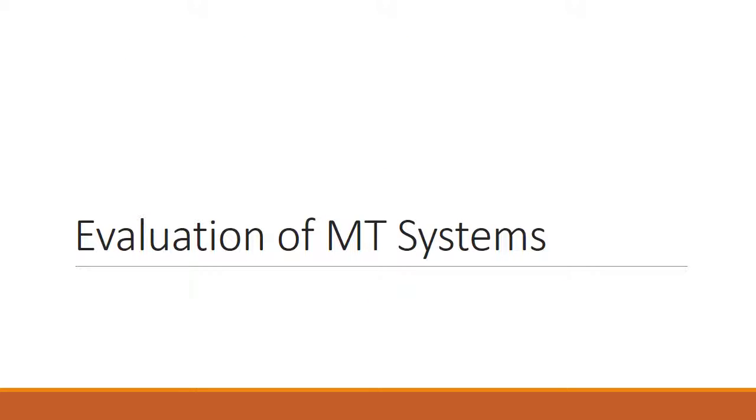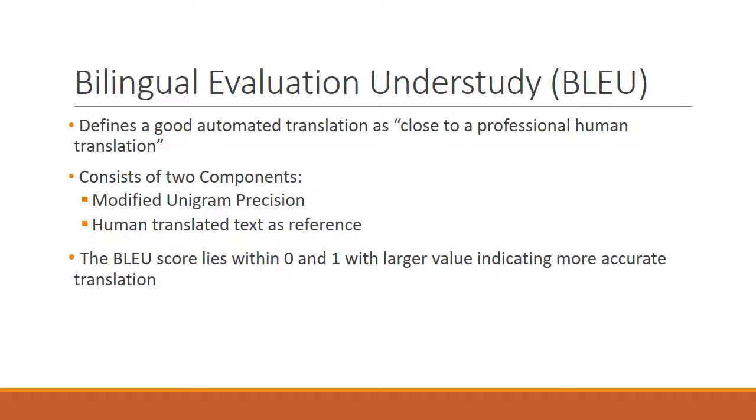With the increasing popularity of machine translation systems, we begin to think about the evaluation of their performance. Bilingual Evaluation Understudy, or BLEU, is currently the most widely used evaluation method for machine translation systems. The designer of BLEU defined a good automated translation as one close to a professional human translation. Therefore, the system consists of 2 components for evaluation: a metric measuring the similarity of the machine-translated text to human-translated text, and a benchmark dataset of exceptionally good human-translated text. The BLEU score lies between 0 and 1, with a larger value indicating a more accurate translation.